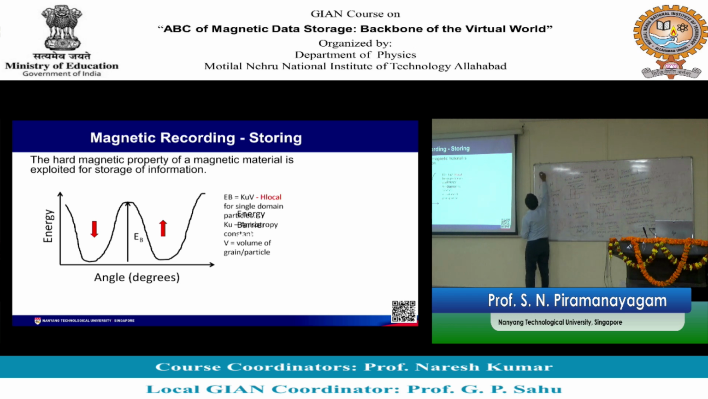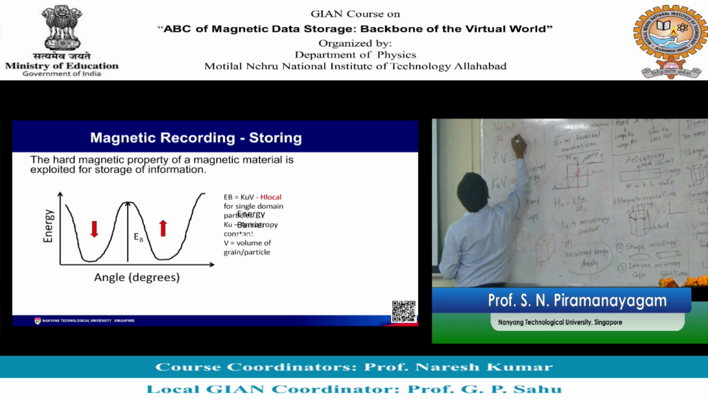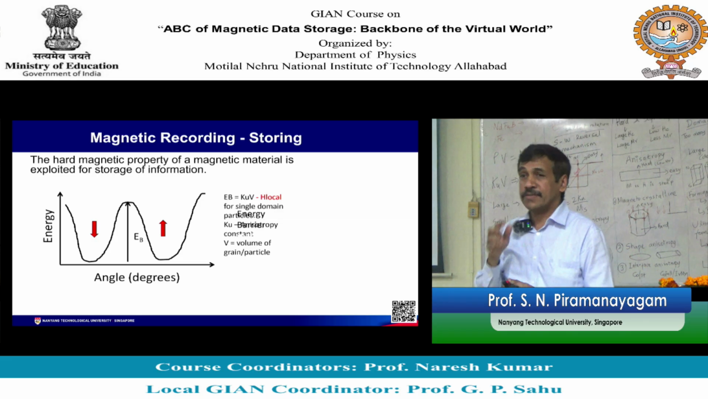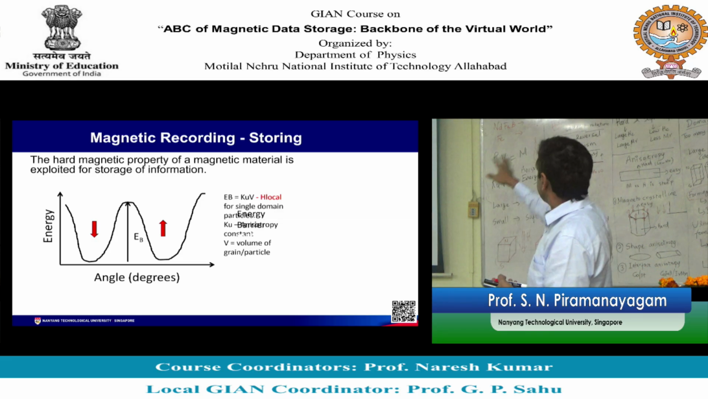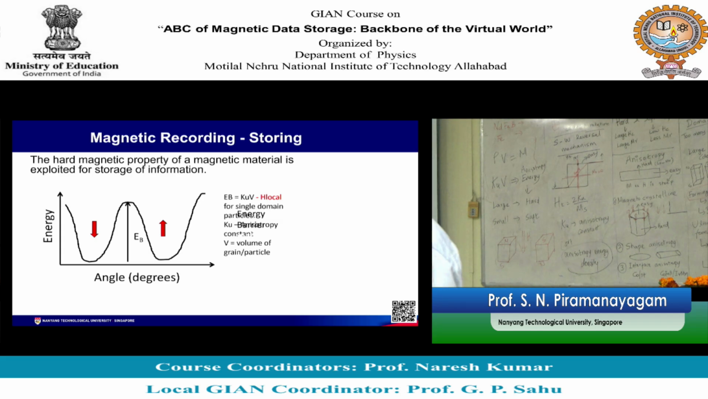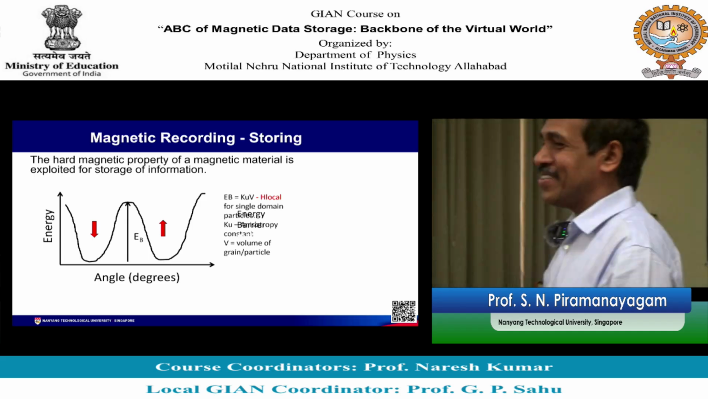So, let us take two examples: neodymium iron boron and iron. Which one has a high energy barrier out of the two materials that I have written? Huh? Yeah, let us hear from them. Which one has the high energy barrier?